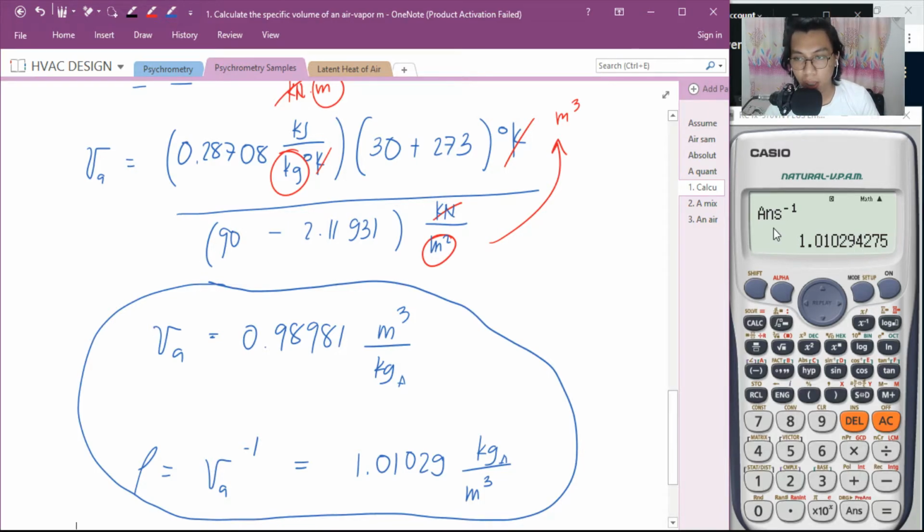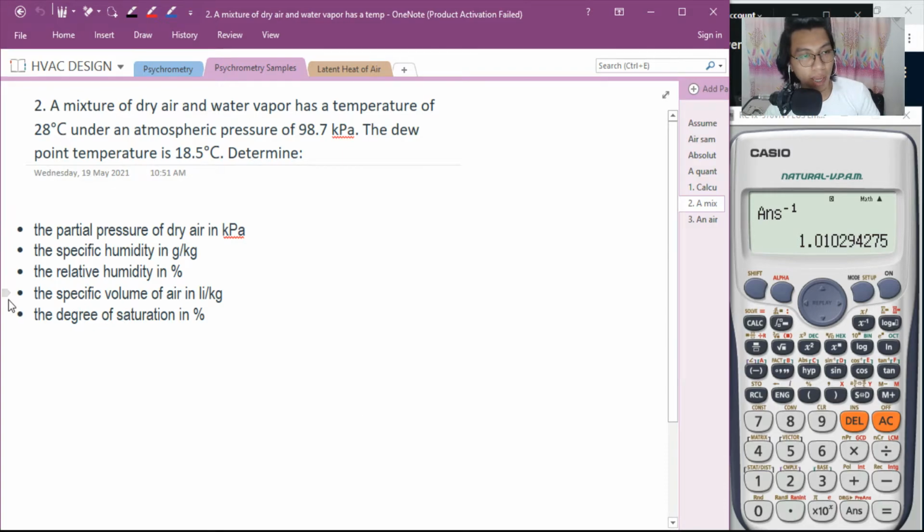Let me read it first. Problem number 2 is somewhat long. A mixture of dry air and water vapor has a temperature of 28 degrees Celsius under an atmospheric pressure of 98.7 kPa. We are given a temperature, but we don't know if it is dry bulb, wet bulb, or dew point, so take it as is. Then there is an atmospheric pressure, which is PT right away, 98.7 kPa. The dew point temperature is 18.5 degrees Celsius.